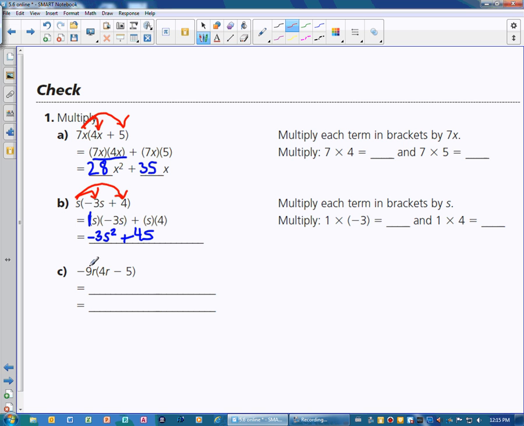Okay, last one. Now I'm not going to do that middle step by writing down when I'm multiplying. I'm just going to go ahead and multiply it. So I have negative 9 times 4, negative 36, r times r squared. Negative times negative is positive. Negative 9 times negative 5 is positive 45, and then that r. So hopefully that went okay.